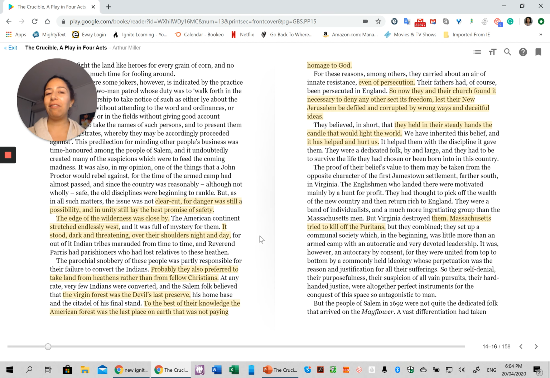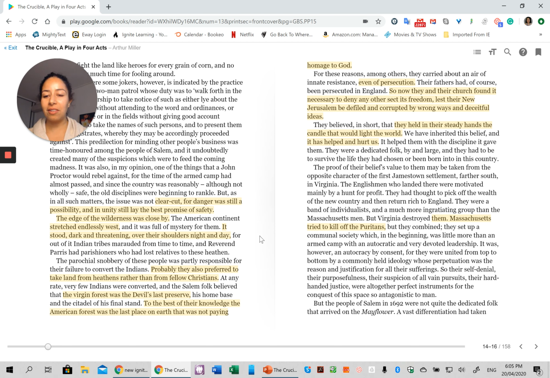And then we've got this motif of the wilderness. "The edge of the wilderness was close by. The American continent stretched endlessly west and was full of mystery for them. It stood dark and threatening over their shoulders day and night." So this is representative of the values or beliefs that don't align with the values of the theocracy. You've got these Puritanistic Christian values, and then you've got these people who are considered the heathen. They're the ones in the wilderness, in the forest, the Indian tribes, and that's what everybody's really scared about, right?